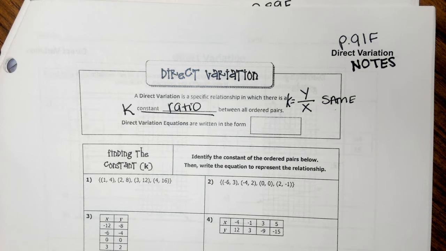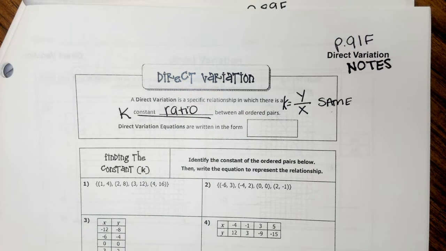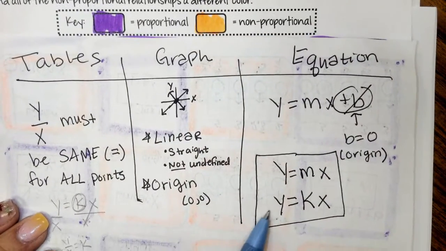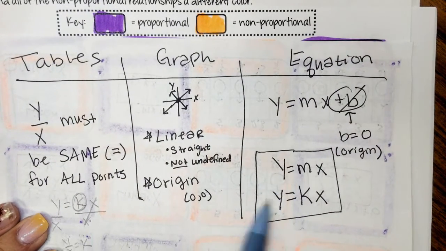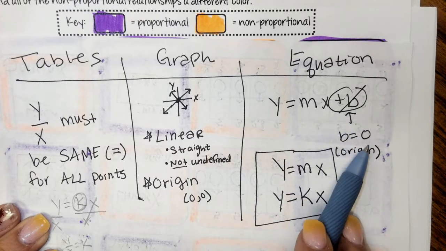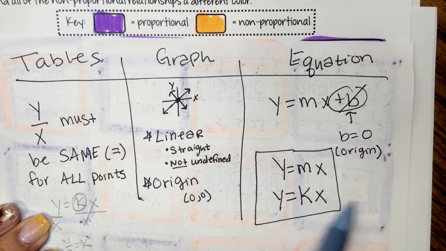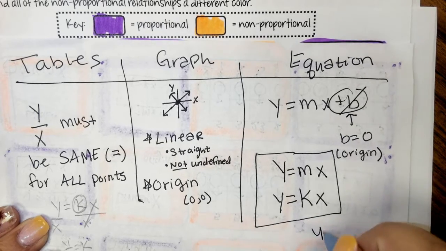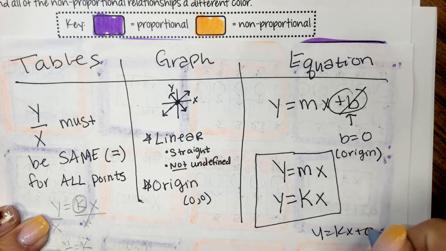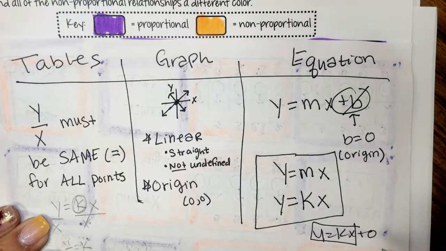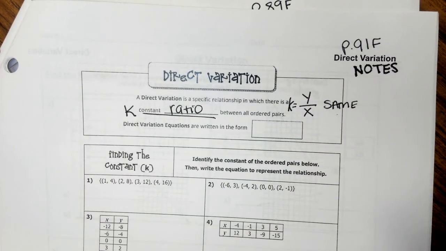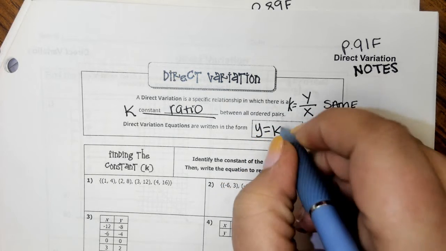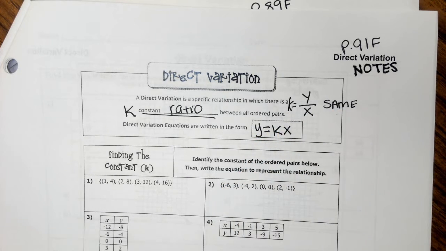And the equation, which I hope you can tell from the equations in our proportional relationships here, instead of using an m, we're just using a k, and we know that it has to go through the origin, so that would be plus 0. Y equals kx plus 0 is really just y equals kx. So the equation for direct variation is y equals kx.